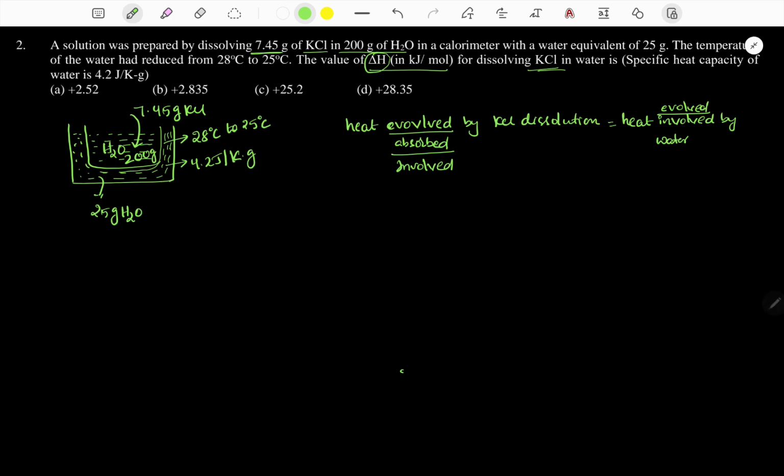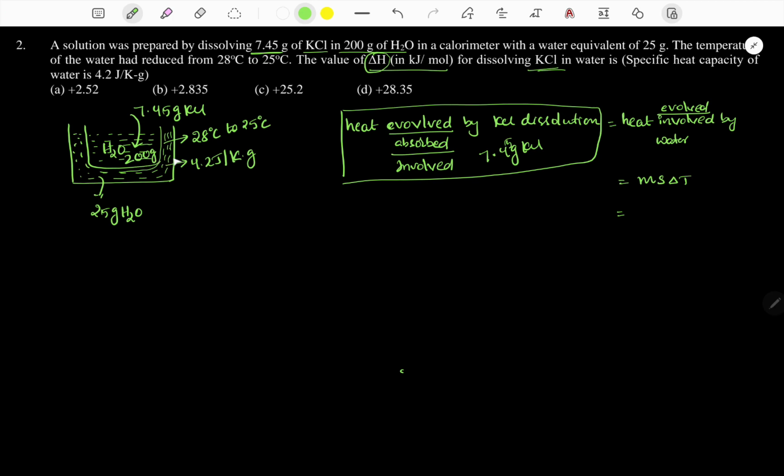Heat evolved by water is also equal to heat absorbed by KCl dissolution. So this value we are calculating. For how much are we calculating? For dissolution of 7.45 grams of KCl, we are calculating the heat evolved by water. And what is the formula? m s delta T.